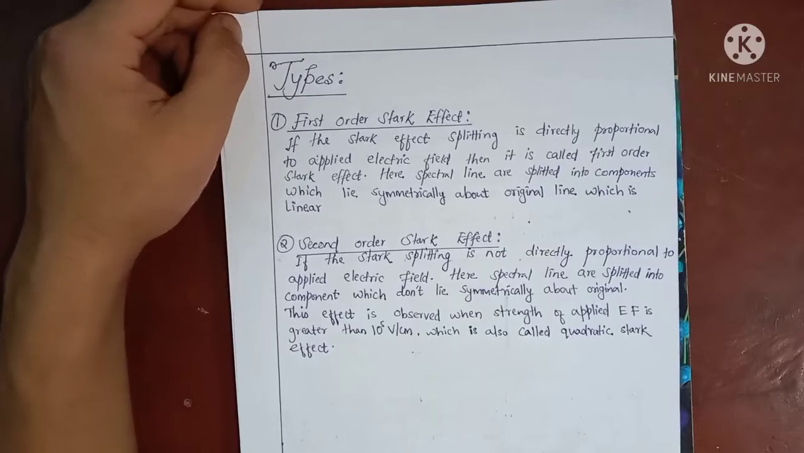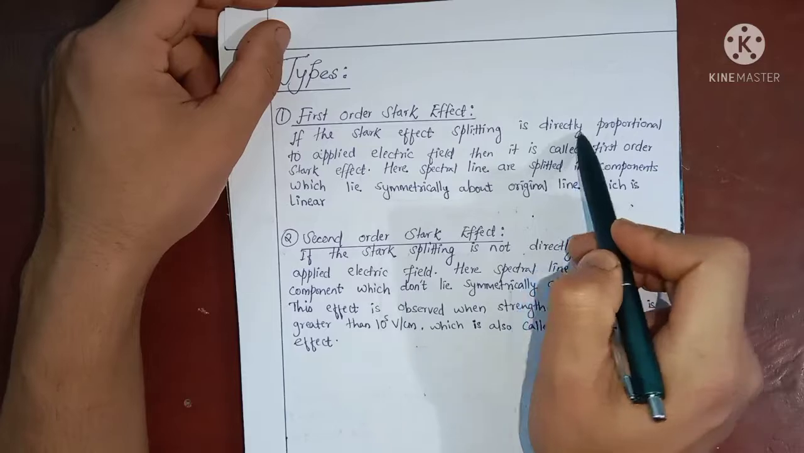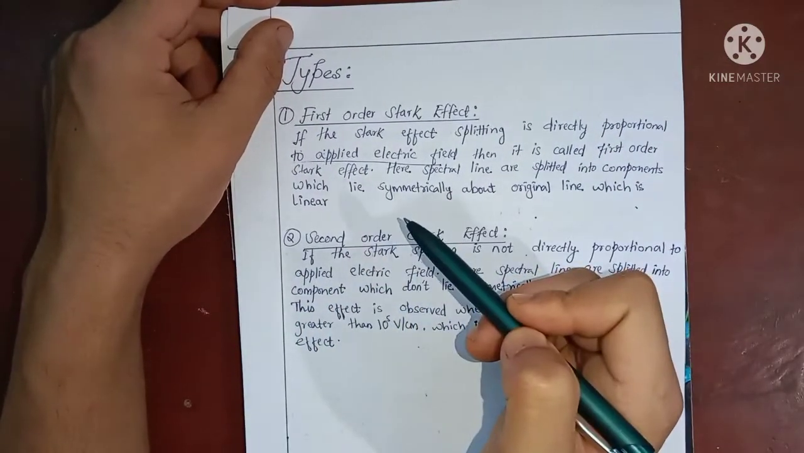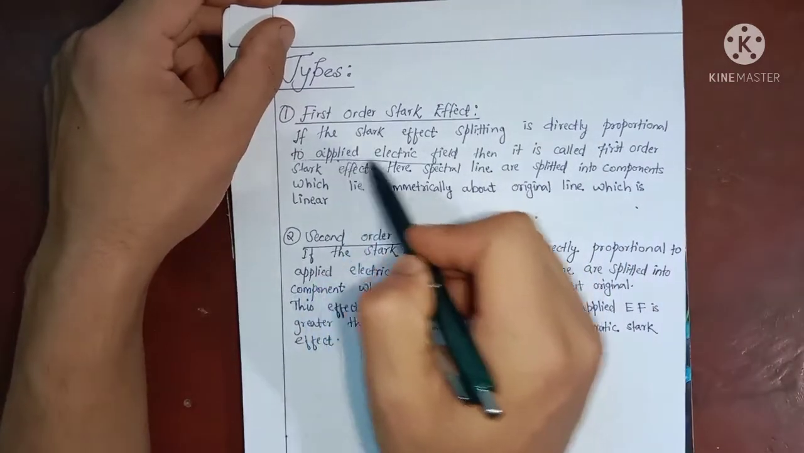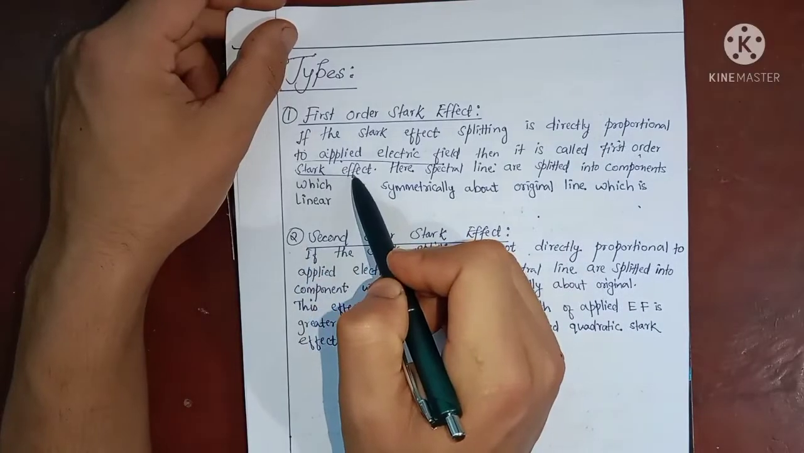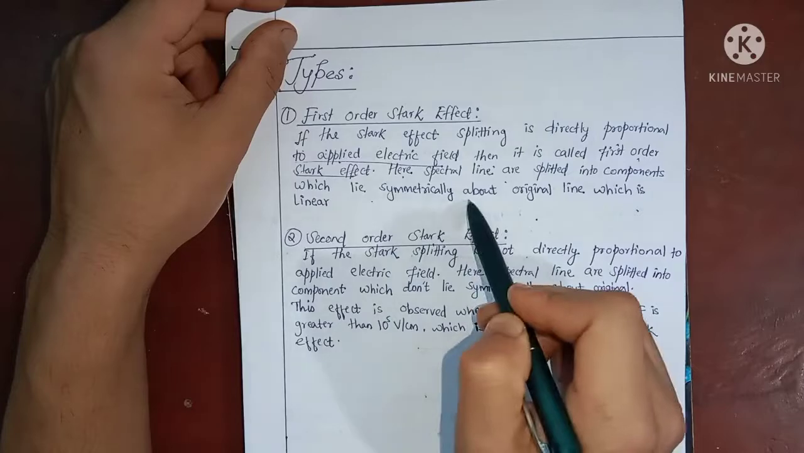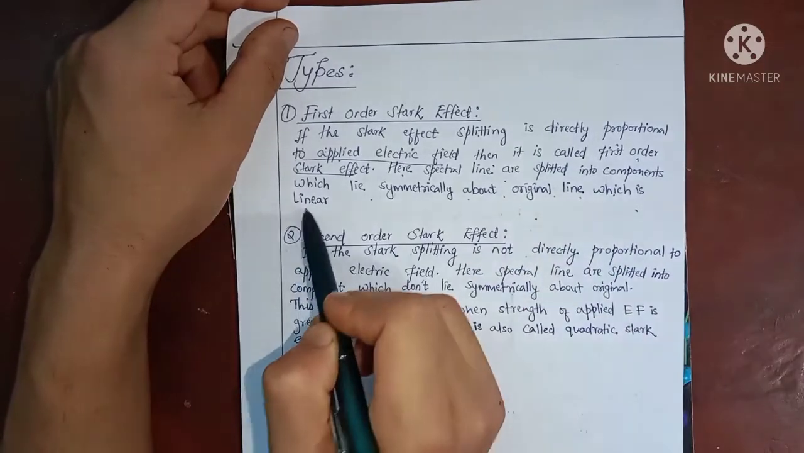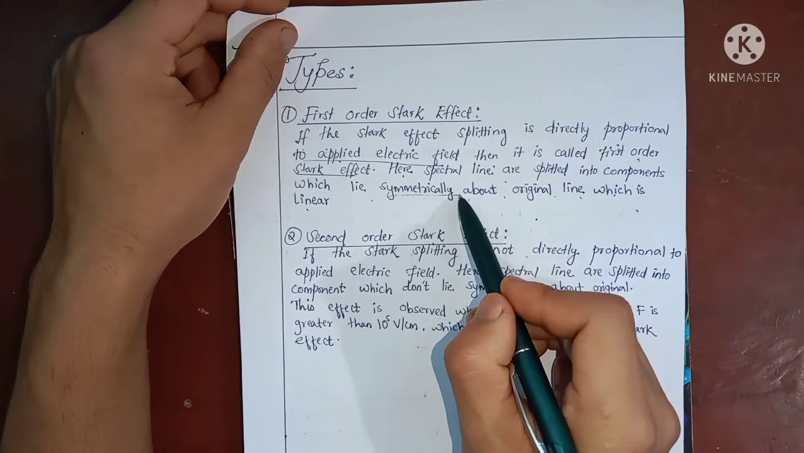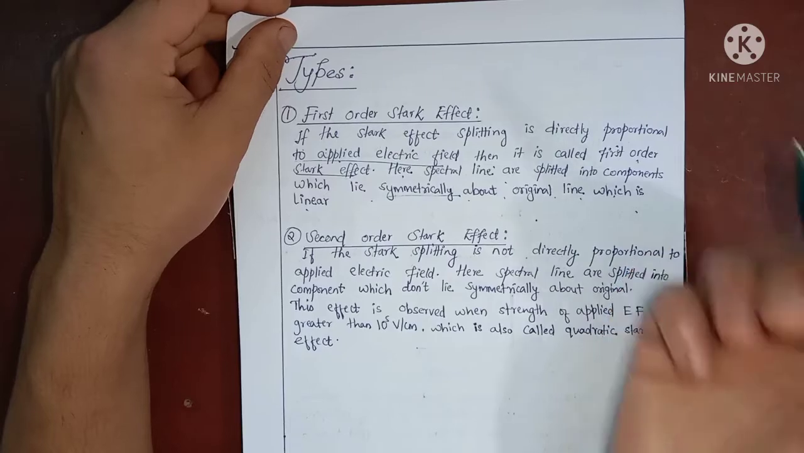So we know that the Stark effect has two types: first order Stark effect and second order Stark effect. In the first order Stark effect, the Stark splitting is directly proportional to the applied electric field, which means the splitting of the spectral line is directly proportional to the applied electric field. Then this is called the first order Stark effect. Here the spectral lines are split into components which lie symmetrically about the original line, which is linear. That means it gives a definite pattern of the spectral line.